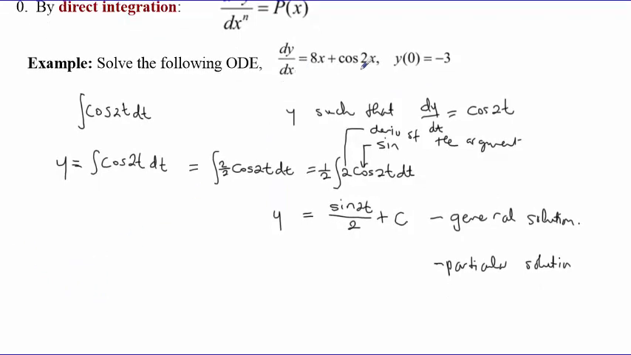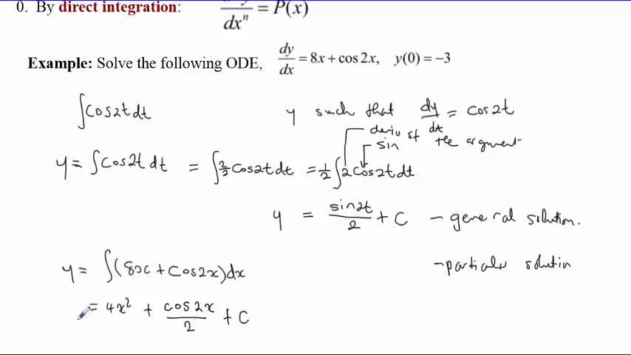We'll simply integrate on both sides here, then say y is equal to the integral of the sum function, which is 8x plus cosine 2x dx. Then integrating this, we know that this is going to give us 4x squared using the power rule. We say x squared divided by 2, then we get 4x squared plus, we've already seen the integral of this, cos 2x over 2, plus c.